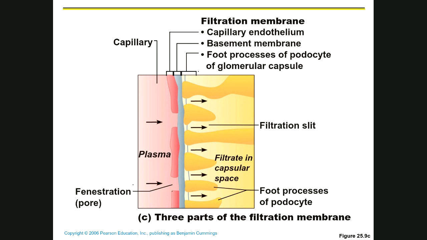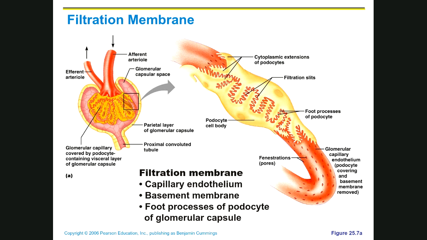So there's our filter, 3 layers. And it looks like this over here. If we look at it, there's our afferent arteriole, blood comes in here. There's our capillary bed, remember it's in a ball. And then around the capillaries, here's the capillary right here.